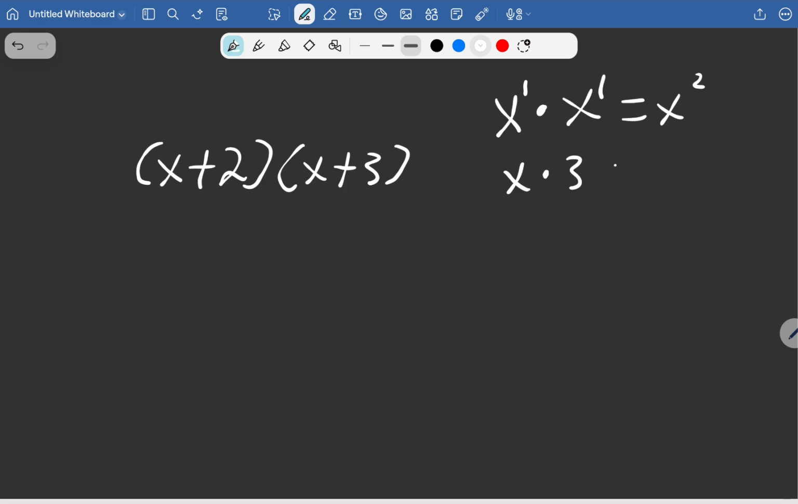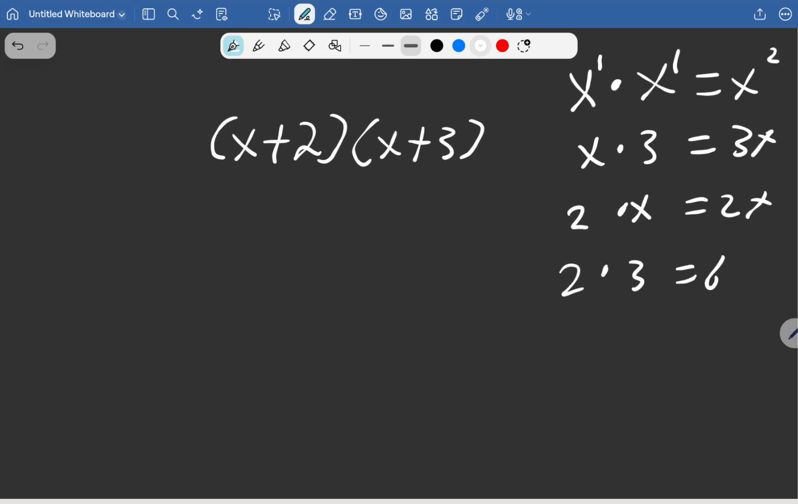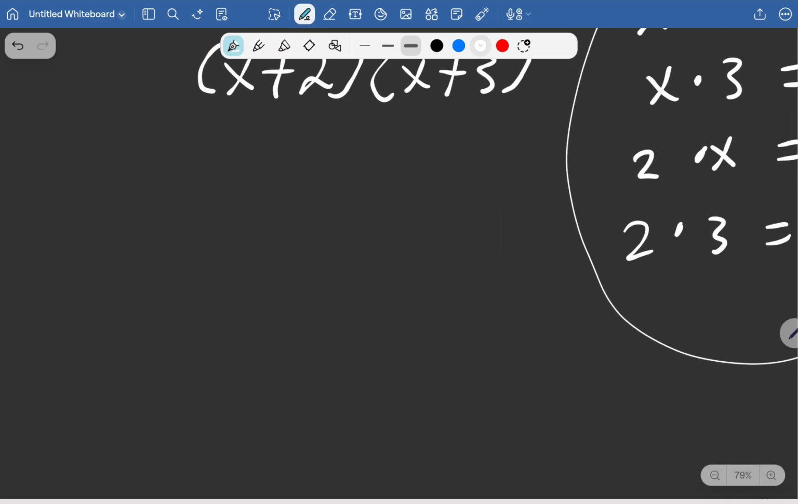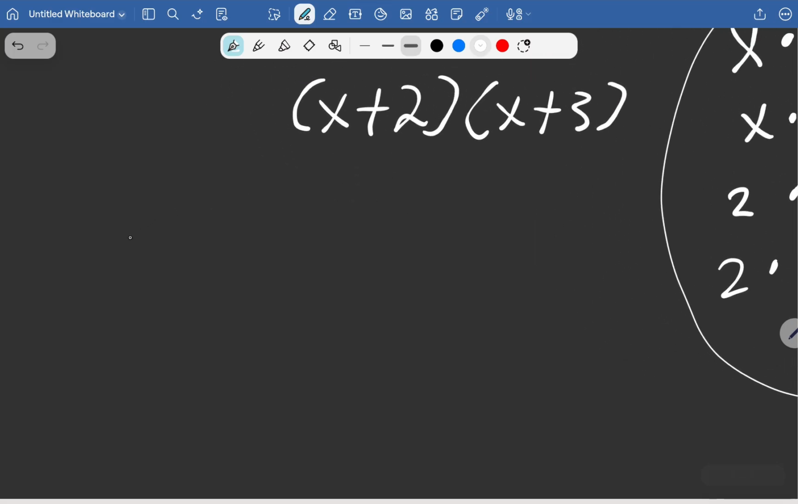Now we have x times 3 equals 3x. Then we have 2 times x equals 2x. Then we have 2 times 3 equals 6. Now we're going to bring these numbers down. So we have x squared plus 3x plus 2x plus 6.